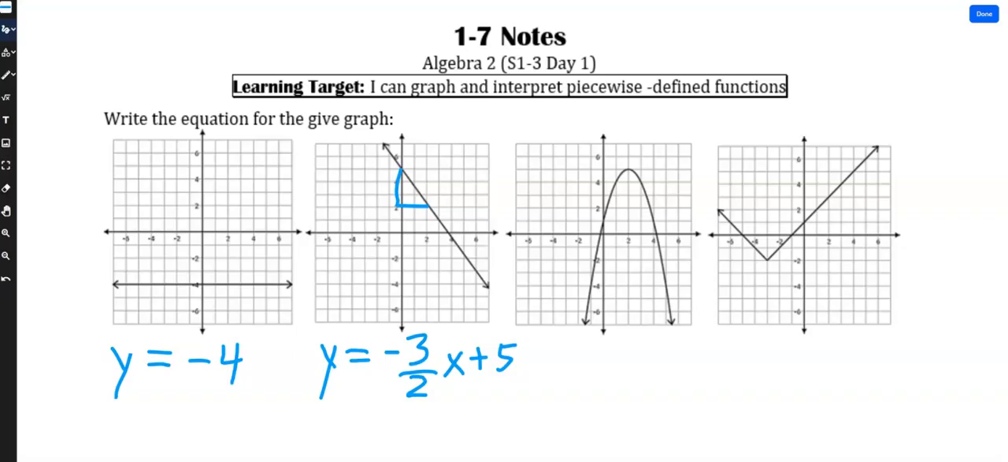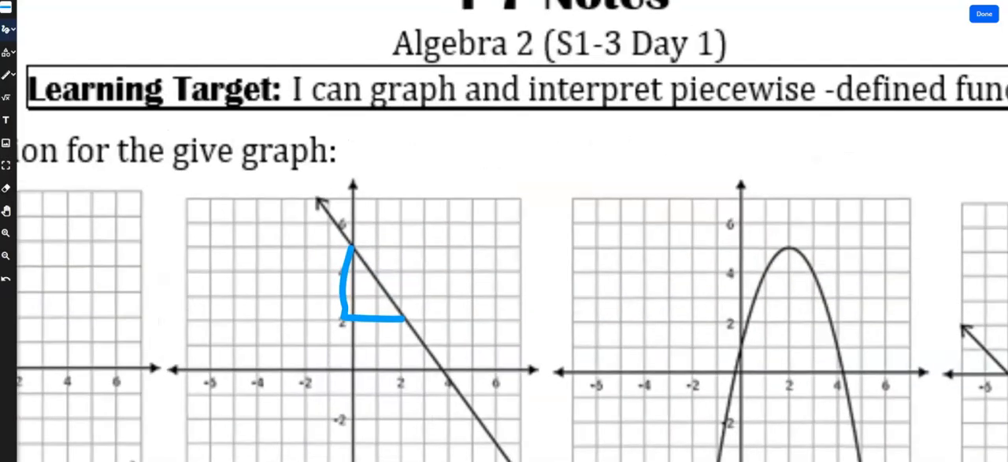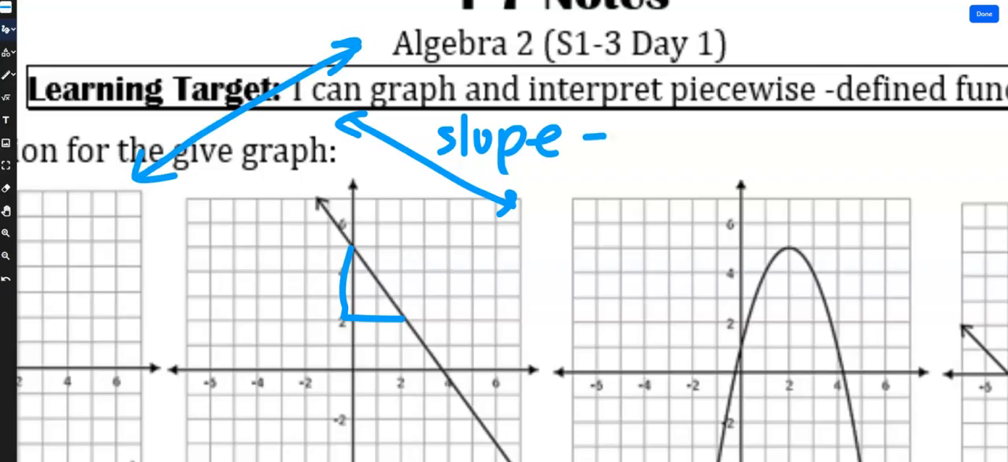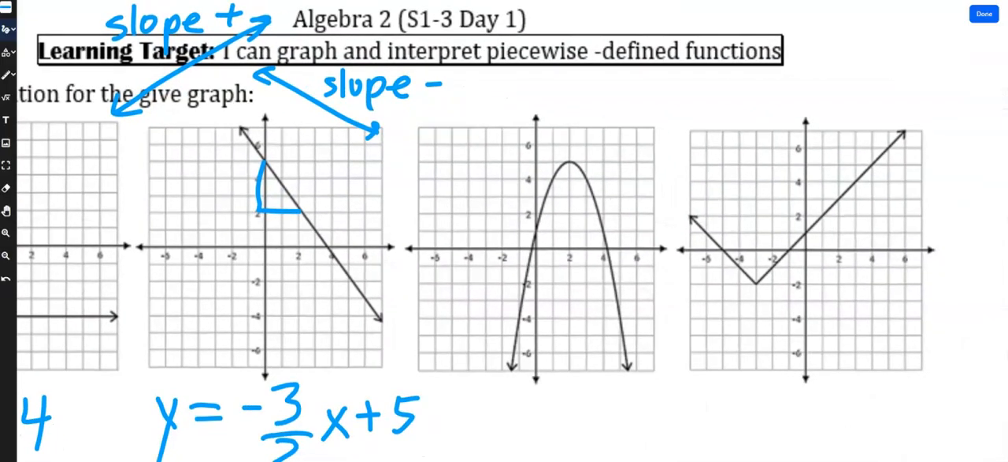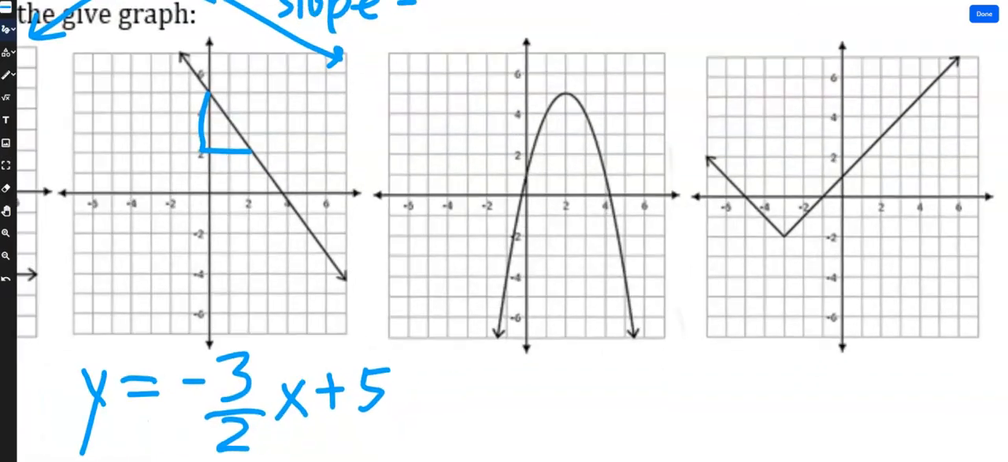Now, I have noticed kids don't realize that slopes that go down to the right have a negative slope, and anything that goes up to the right like that has a positive slope. That was something that came up in class today. People think something has a negative slope if it goes down to the left. And I'm like, no, you're looking at it the wrong direction there. Anything that goes up to the right is positive slope. Anything that goes down to the right is negative slope.